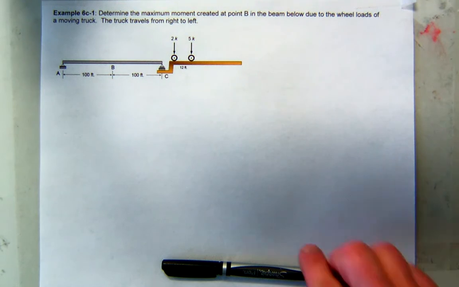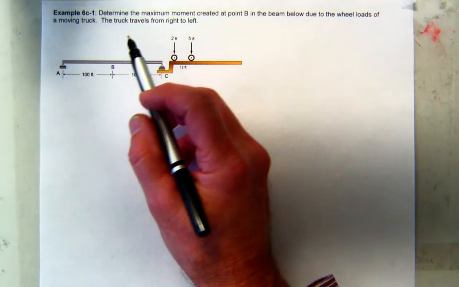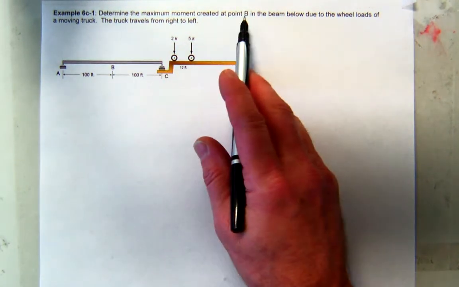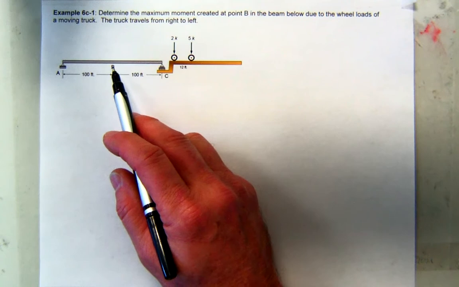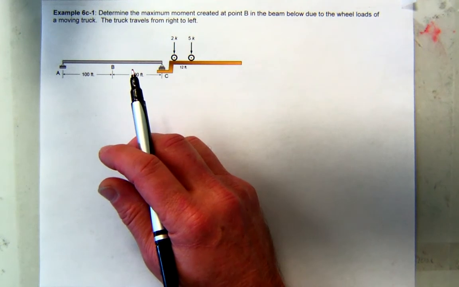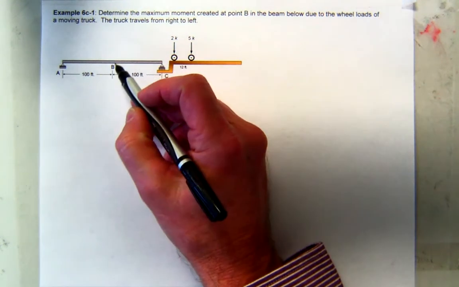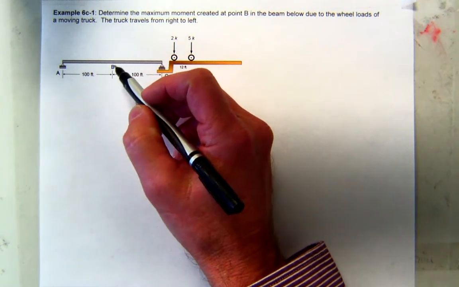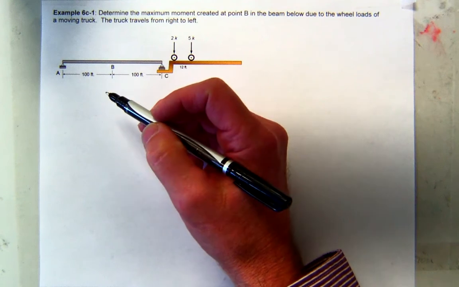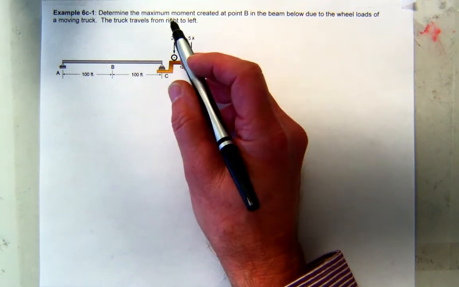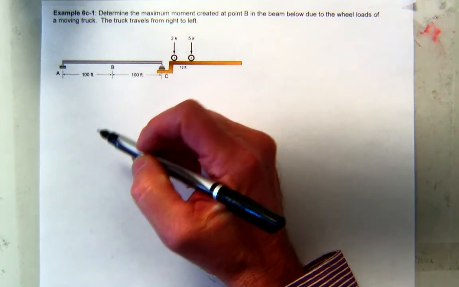All right, so let's look at this problem. You can see we want to determine the maximum moment at B. B just happens to be right here in the middle. Remember on these influence line problems, you're going to be specified a location and then what you're looking for: reaction, shear force, bending moment. In this case, we're looking for moment at B.